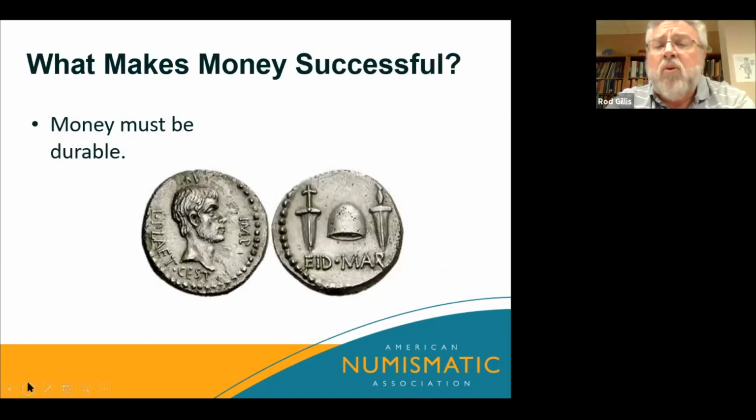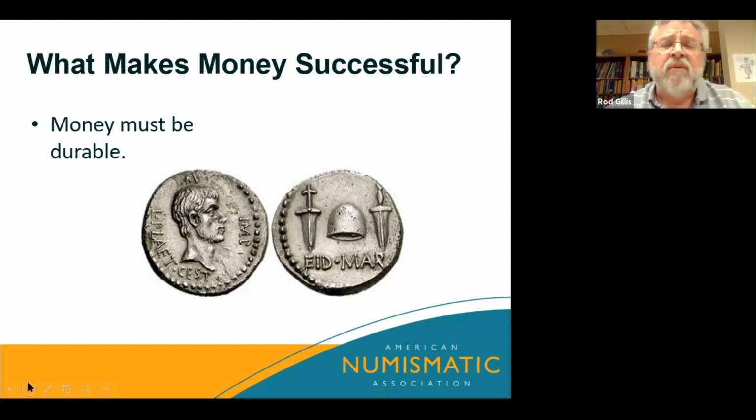So what makes money successful? Well, first of all, money must be durable. It must be something that is around for a very long time. Here you see a very famous ancient coin, and this is the Ides of March coin. I call this coin a mortgage coin because if you want to buy one, you have to take out a mortgage. It's a very expensive coin.